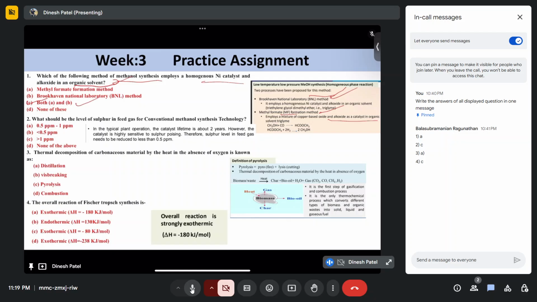What should be the level of sulfur in feed gas for the conventional methanol synthesis technology? So the correct answer is less than 0.5 ppm. Thermal decomposition of carbon by heat in the absence of oxygen: this is the definition of pyrolysis, you can see here. The correct answer is C. The Fischer-Tropsch synthesis is exothermic, and it has an enthalpy of minus 180.